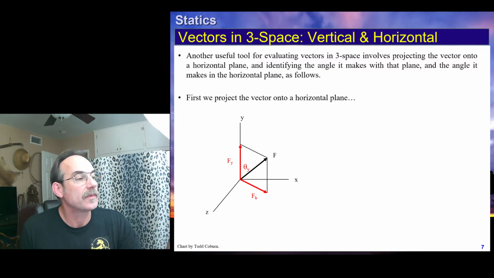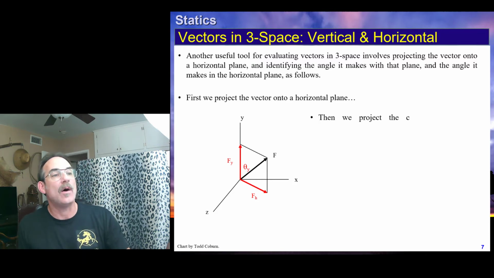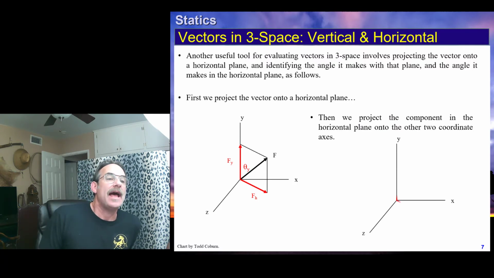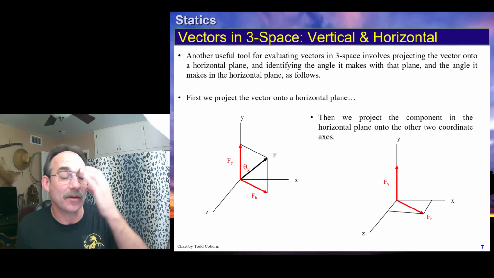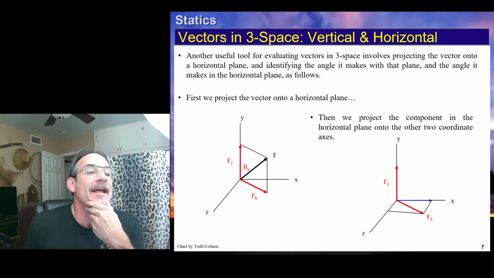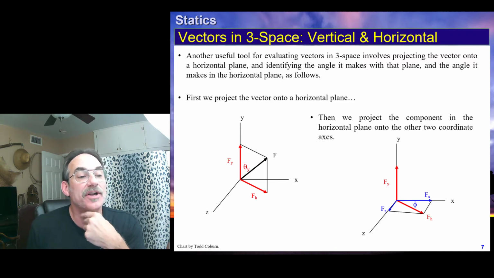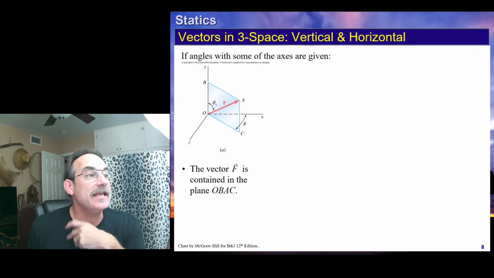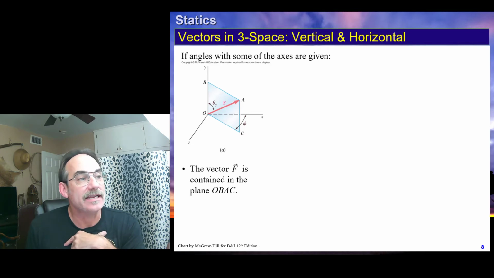Then we now project that horizontal onto our two axes. Now these are poorly drawn and don't look like they're parallel, but they are. And that gives us our other two components that we talked about. They make some other angle with the axis, right? This is not the direction cosine. This is just another angle phi. This is drawing attention to this as well.